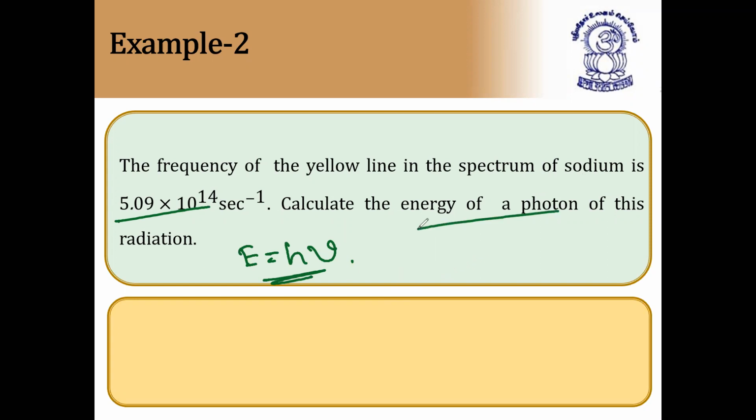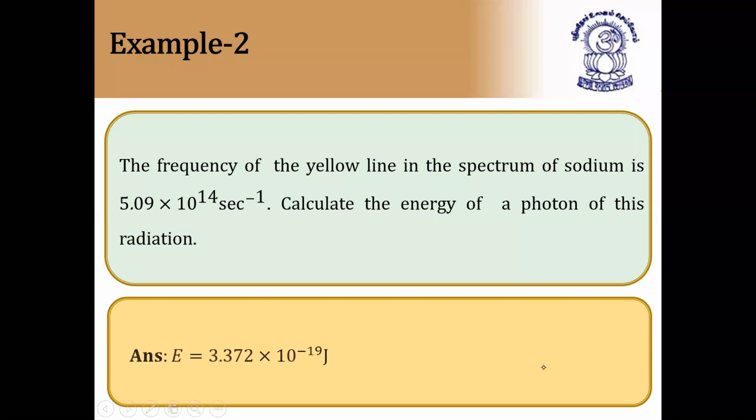So energy is equal to h nu. By applying this formula, you get the answer, and the answer for this you can check. I am giving the answer directly, you can do the calculation part. E is equal to 3.372 into 10 to the power minus 19 joules.